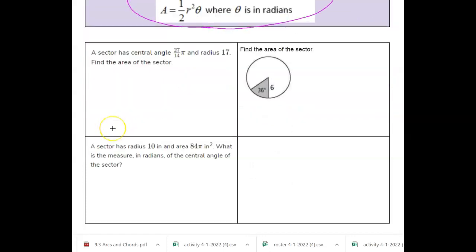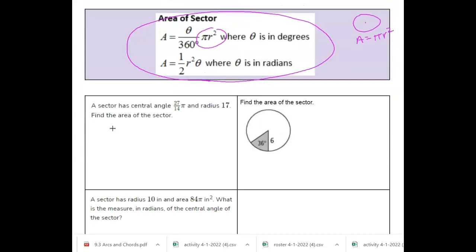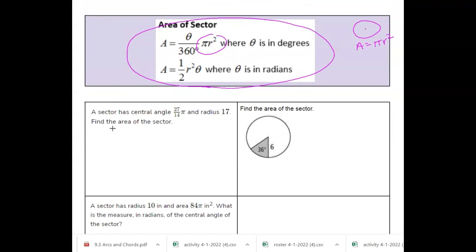All right, so let's do these examples. Actually, I have three. A sector has a central angle, and I'm just going to draw a picture in case you're a visual person, of 27 over 14 pi. You can make this as big as you want; I'm just making it so I can actually write inside. That's my angle, and a radius of 17. Find the area of the sector.